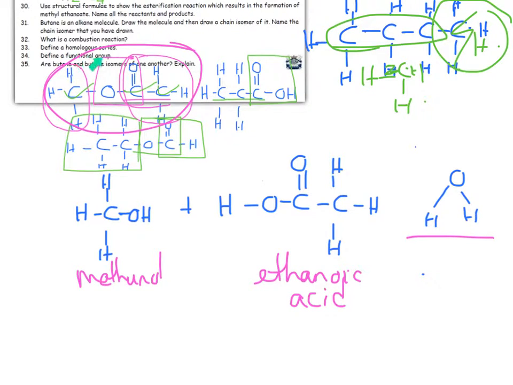34 is a functional group, another definition that is bookwork, an atom or group of atoms that form the center of chemical activity of a molecule. Are butane and butene isomers of one another? Explain. No, because butane is C4H10, butene is C4H8. Those are not the same molecular formula, and therefore they are not isomers of one another.